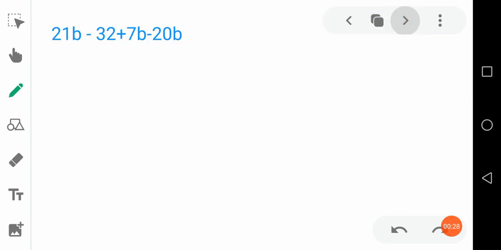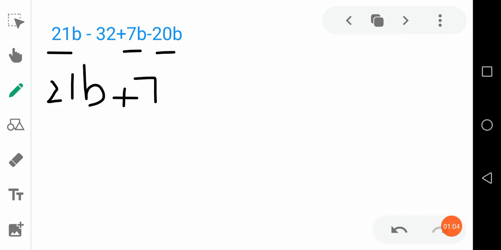So first question is here: 21b minus 32 plus 7b minus 20b. So first step, what you do is you will combine all the like terms. So here you can see 21b, 7b and minus 20b. These three terms are having b, variable part is containing b. That means those three terms are like terms. So we will combine those three. So, I am going to combine it, that means I am going to rewrite it. Okay, 21b plus 7b minus 20b.